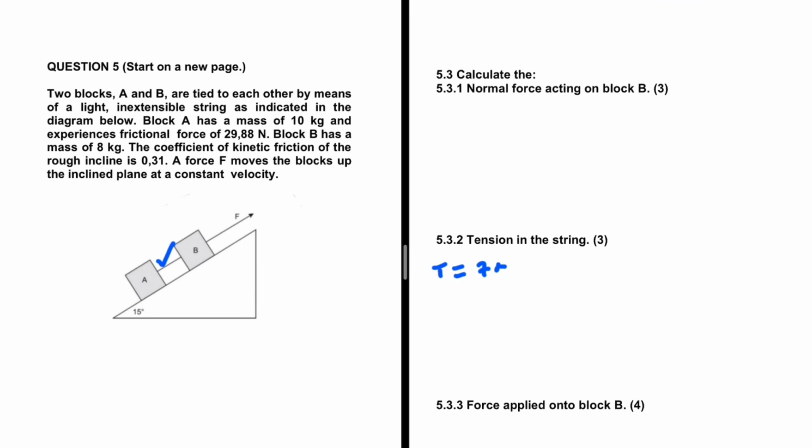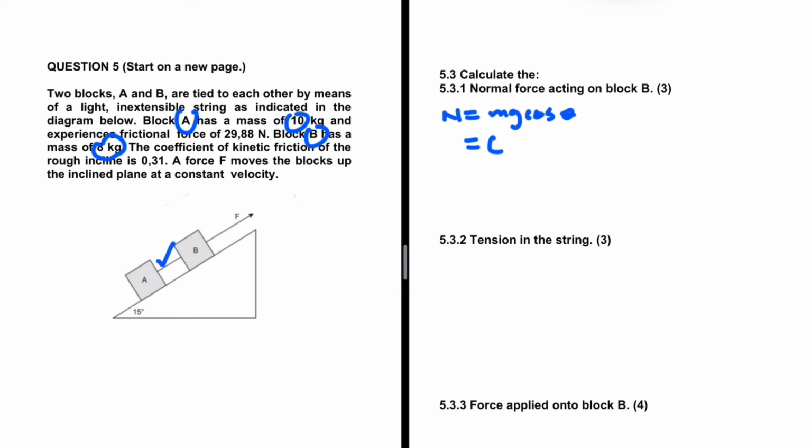So, 5.3. Calculate the normal force acting on block B. The normal force on an inclined surface is given by mg cos θ. So the mass for block B is 8 kg, given to us right here: 8 kg for block B and 10 kg for block A. So we have 8 kg for block B multiplied by the gravitational acceleration, 9.8, times cos of the angle given, 15 degrees.